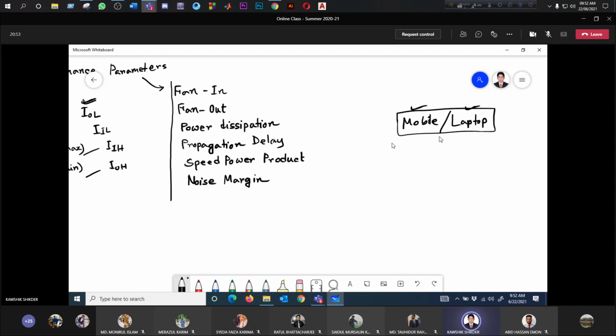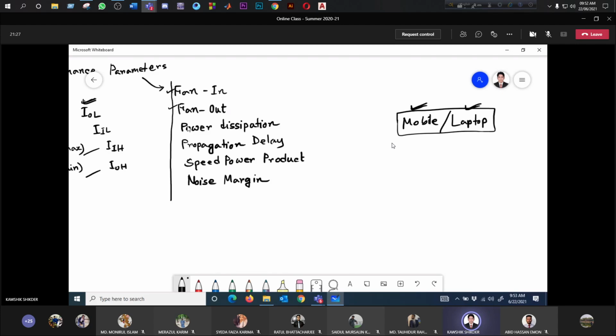Got it? So what are the specifications? The battery backup life, then the camera, then the display size, then what else? The RAM, or the processor. So these are the parameters to choose the best cell phone or the best laptop. Similarly, these are the performance parameters to select the best logic. That means to compare different logic families, for example RTL or DTL or TTL, you have to compare these parameters.